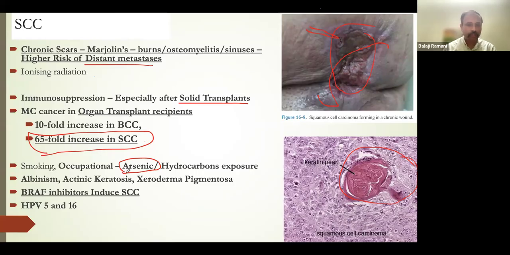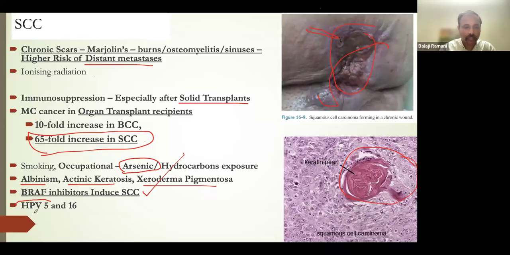So that happens in parts of the Northeast, in interior parts of Andhra, I believe, and some places of Tamil Nadu. So these are all areas prone to arsenic exposure, which will lead on to multiple cutaneous carcinomas developing. Of course, albinism, actinic keratosis, xeroderma, all these are precursor lesions. And BRAF inhibitors, this is an important factor. Though BRAF inhibitors are effective in melanomas, they can cause squamous cell carcinoma.